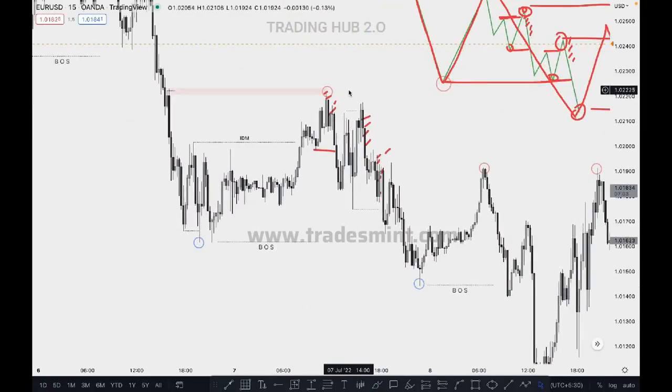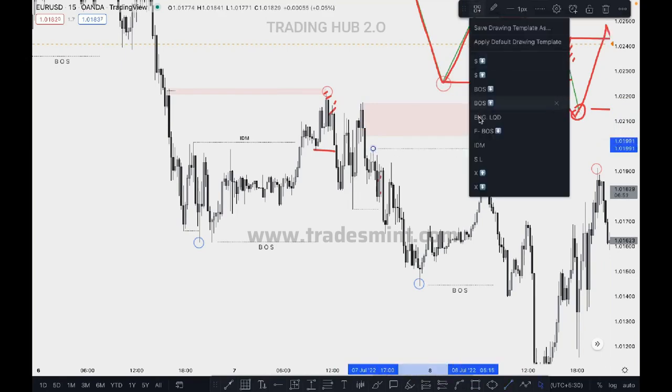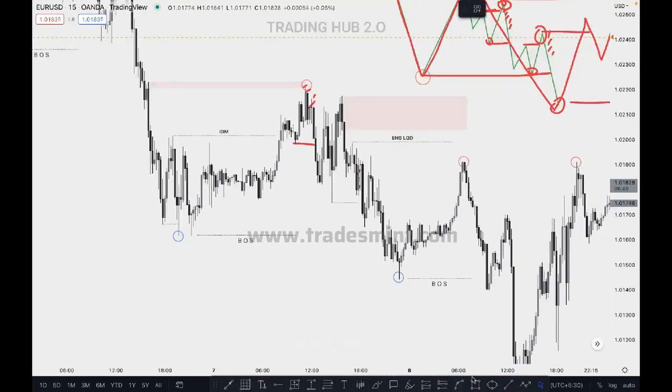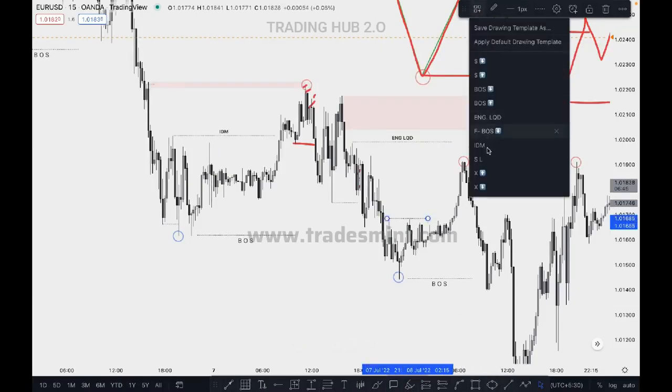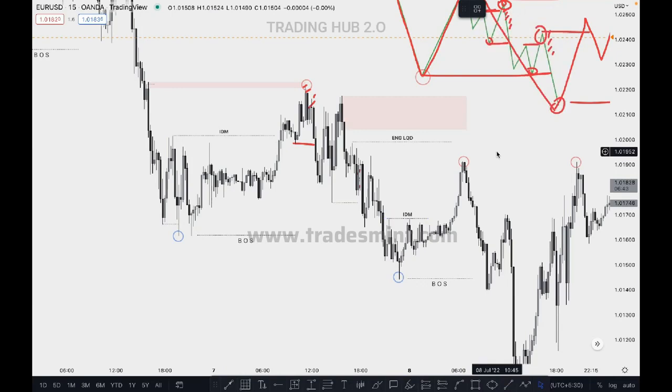So at this point we can see, let me delete first. This one is our extreme entry which is here, and this is our engineering liquidity. Okay, and this one is our inducement, correct? So these 2 points are where we can take entry for the sell in this case.